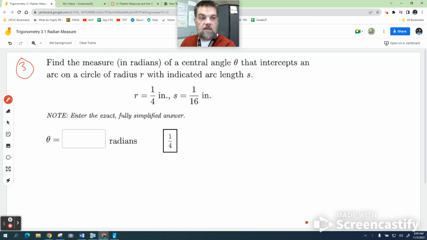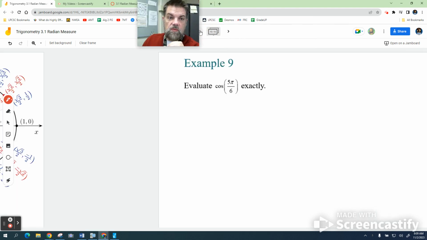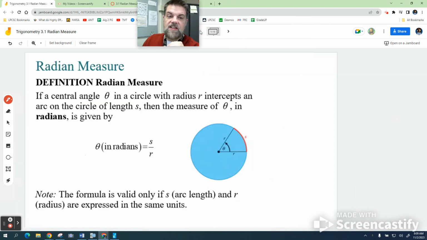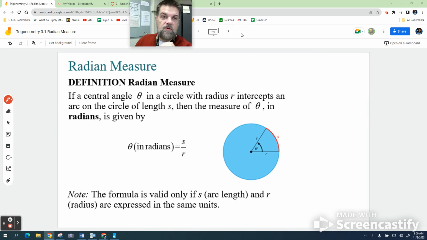So again, it says find the measure in radians of the central angle that intercepts the arc of the circle of the radius r and the indicated arc length s. So when you're doing your homework, it actually is quicker. I would go right back to the beginning of the notes and review this real quick. And I would say, oh, okay, theta is equal to s over r.